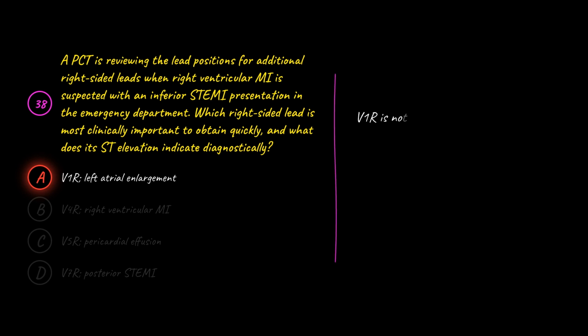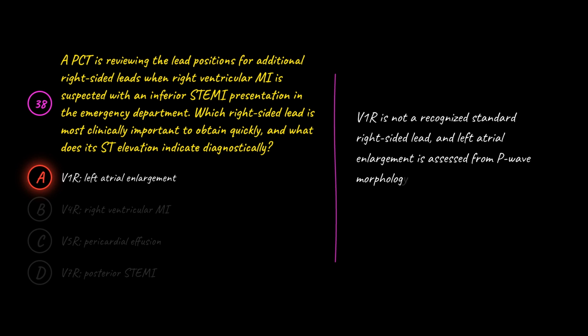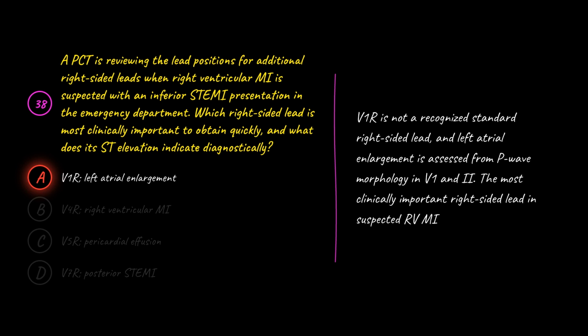A is wrong because V1R is not a recognized standard right-sided lead, and left atrial enlargement is assessed from P-wave morphology in V1 and V2. The most clinically important right-sided lead in suspected RVMI is V4R, not V1R.